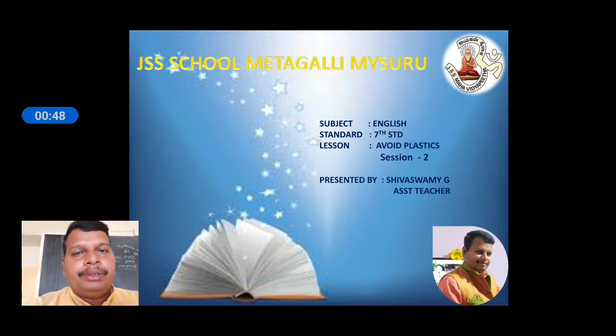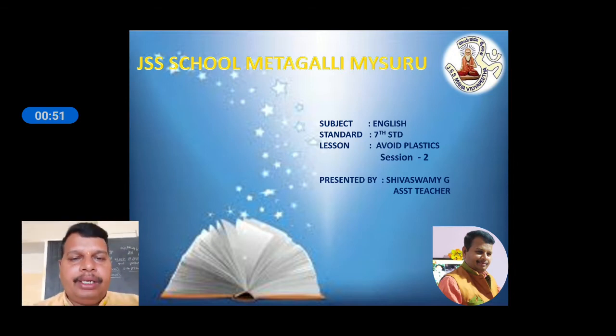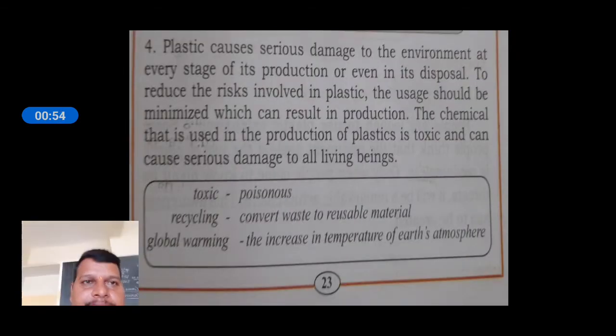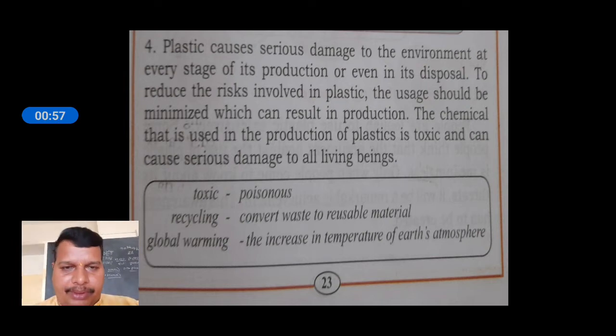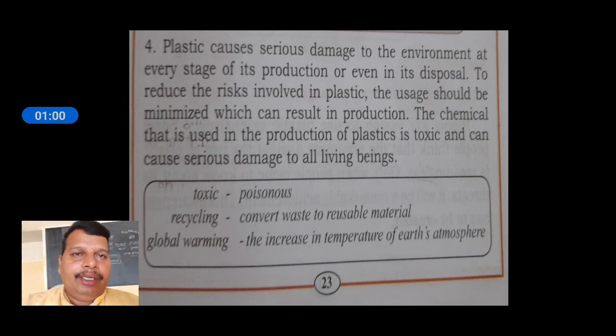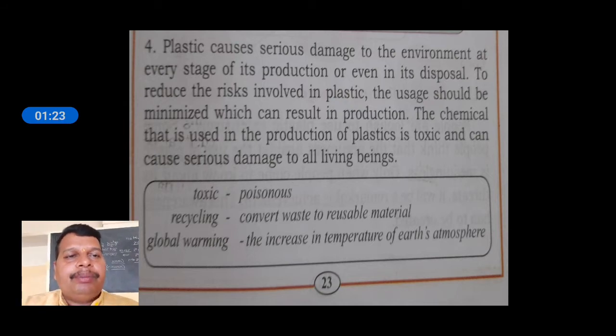Now let us study how we reduce plastics and what the harms or dangers from plastics are. Plastic causes serious damage to the environment at every stage of its production or even its disposal. To reduce the risks involved in plastic, the usage should be minimized, which can reduce production. The chemical that is used in the production of plastics is toxic and can cause serious damage to all living beings.